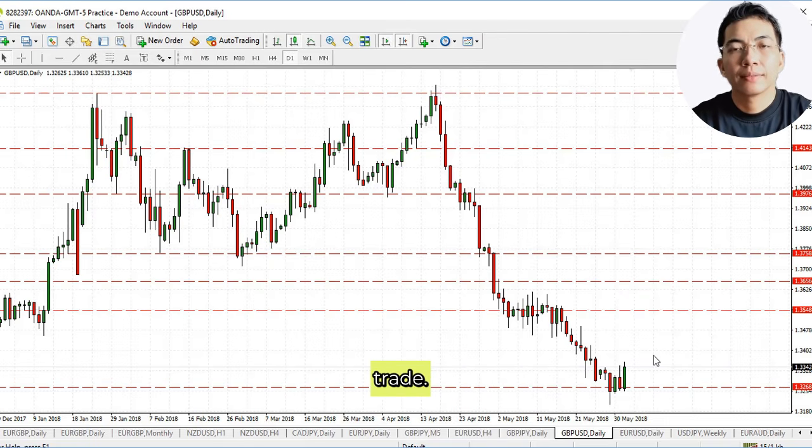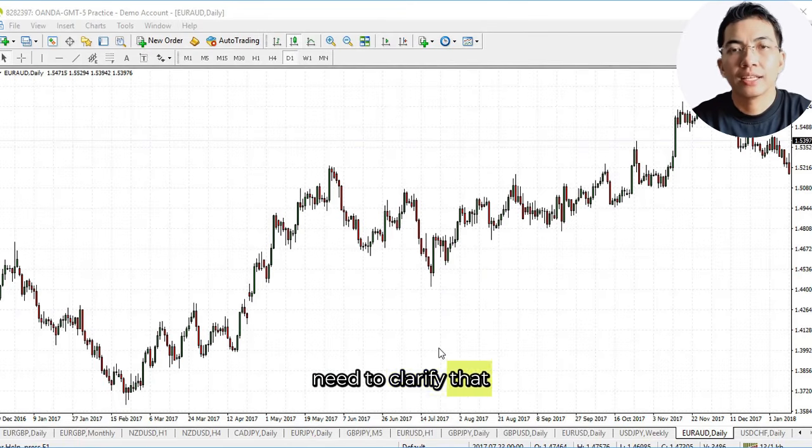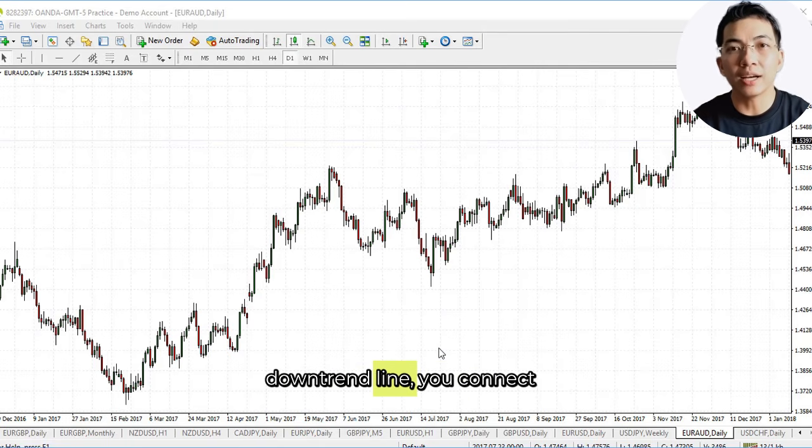How to draw a trend line. First of all, we need to clarify that drawing an uptrend line is different from drawing a downtrend line. When you draw an uptrend line, you connect higher lows, so the line will be below the price. When you draw a downtrend line, you connect lower highs, so the line will be above the price.